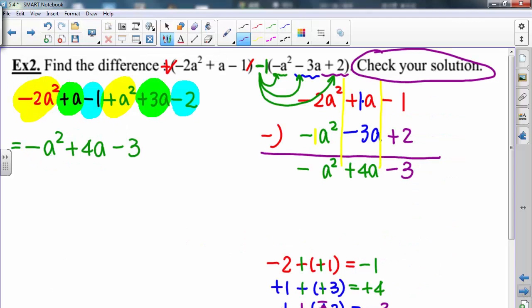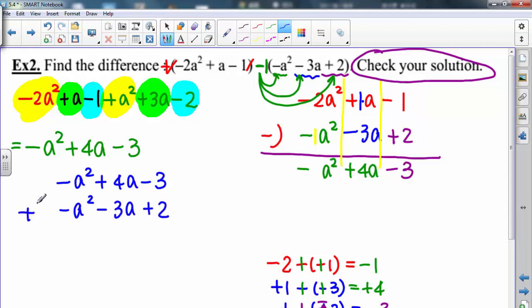So here, if you want to check if my difference is correct, I will use the same method. I will add this difference to the second polynomial. Look at the second polynomial in the second pair of brackets. It's -a squared minus 3a plus 2. Add them up.